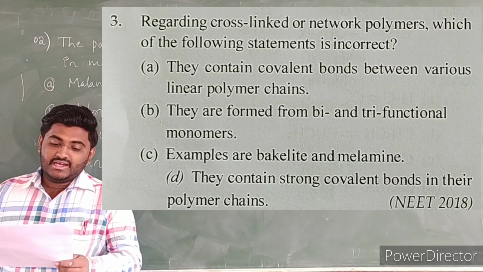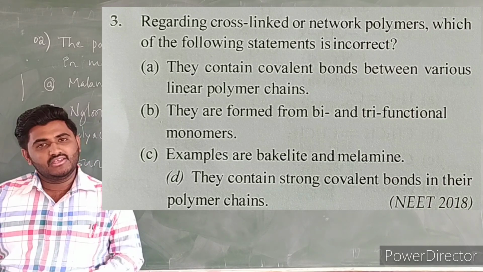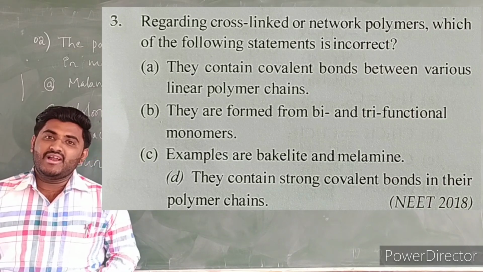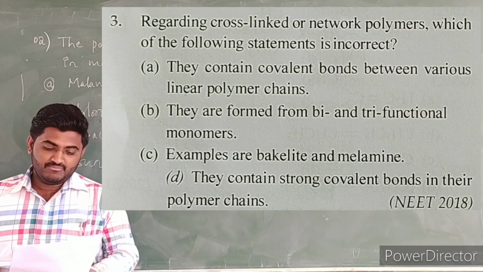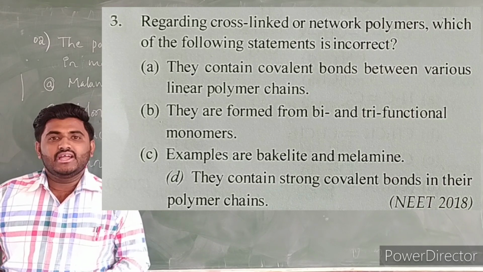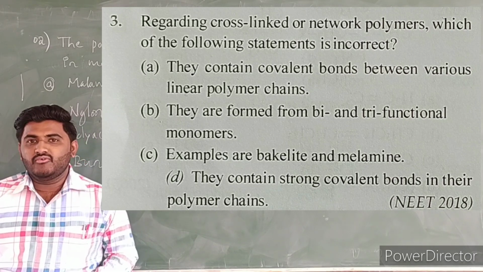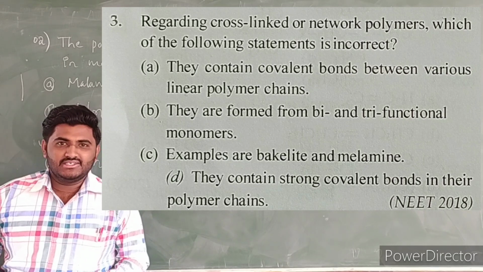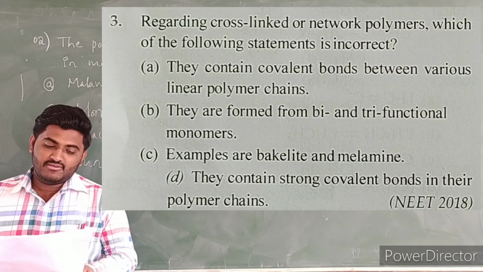देखो, they contain covalent bonds between various linear polymer chains. आपको पता है, example of this is phenol formaldehyde resin. In that, you are getting branching due to the linear chain, nothing but novolac. That novolac undergoes cross-linking with covalent bonds forming phenol formaldehyde resin called bakelite. Correct? So this is the correct option. Then see option B.